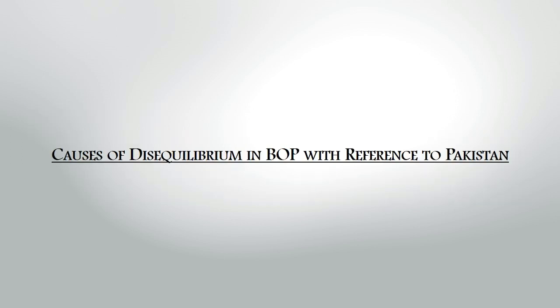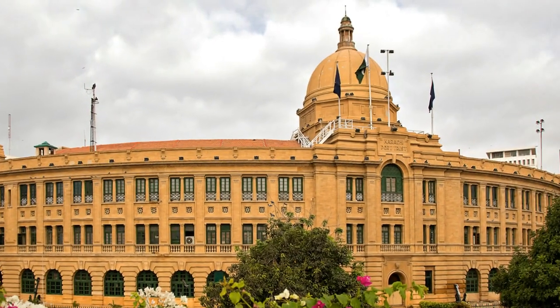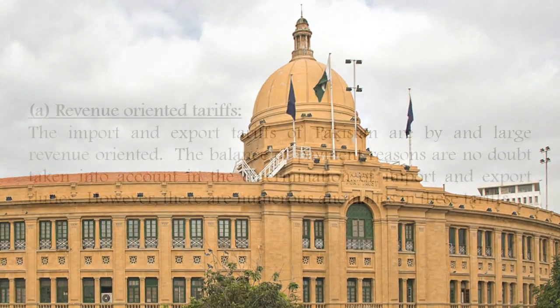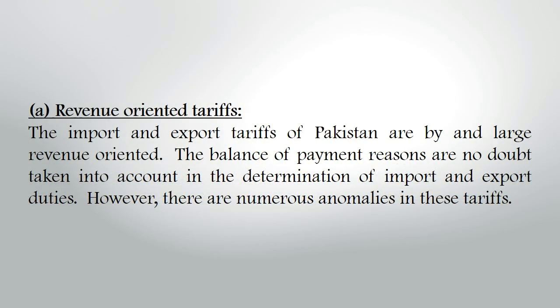Causes of disequilibrium in BOP with reference to Pakistan. Following are the main causes of disequilibrium in BOP with reference to Pakistan. A. Revenue-oriented tariffs. The import and export tariffs of Pakistan are by and large revenue-oriented. The balance of payment reasons are no doubt taken into account in the determination of import and export duties. However, there are numerous anomalies in these tariffs.